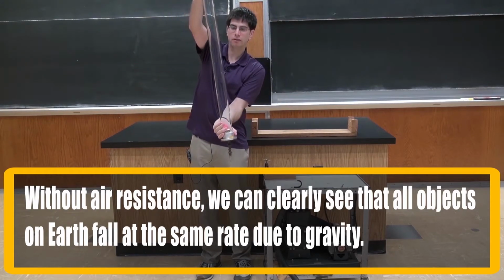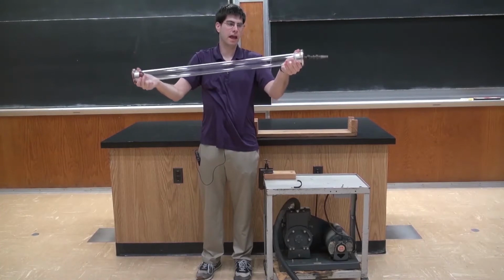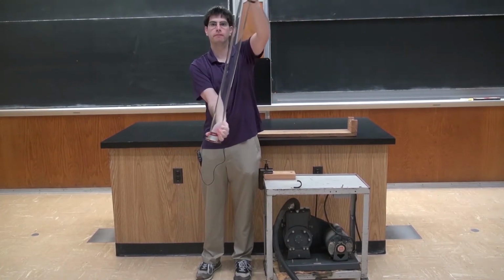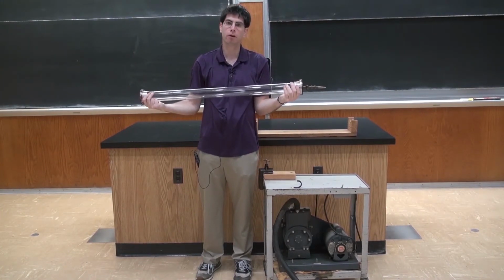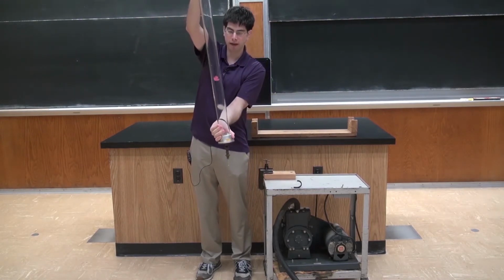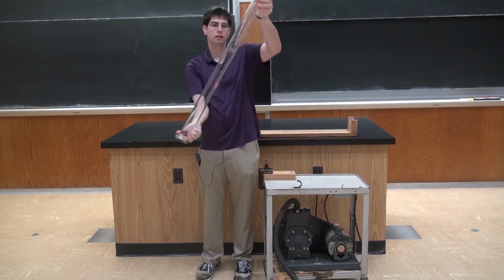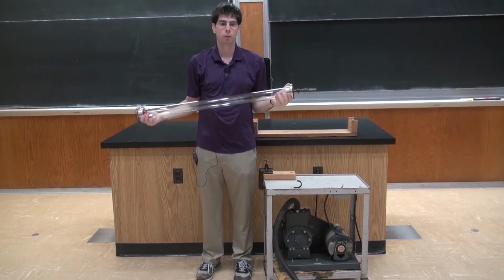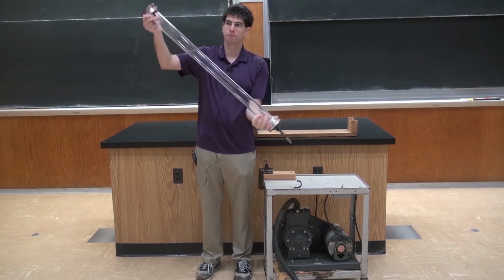You can see the feather is sometimes taking a little bit longer to hit the end, and that's because there's an imperfect vacuum here, so we got most of the air particles out, but we didn't get all of them out. But we've created a pretty good vacuum here, and so you can see that the objects fall at the same rate when there is no air resistance.